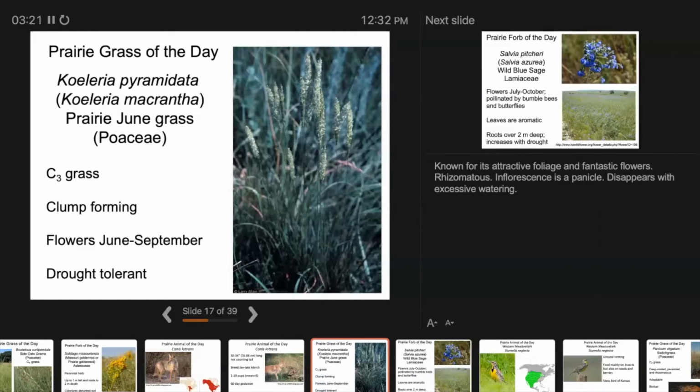And this one is maybe a little more unusual for a typical C3 grass in that it's reasonably drought tolerant, which is part of why it does well in Konza along with all of those C4 grasses. So that's prairie June grass. And if you just look up June grass inflorescence or something like that, you can see the complicated but elegant looking flowers of prairie June grass.